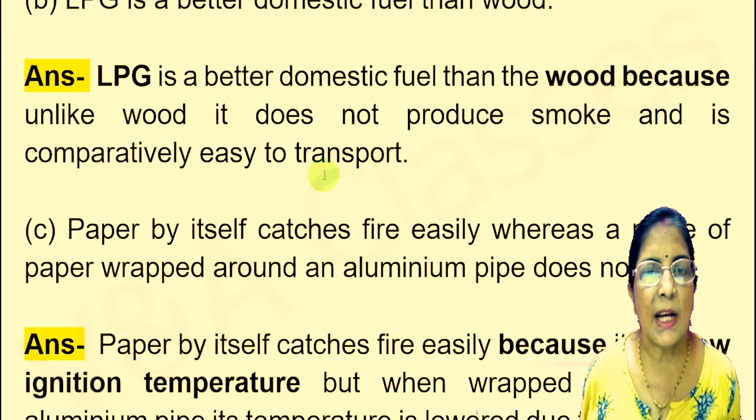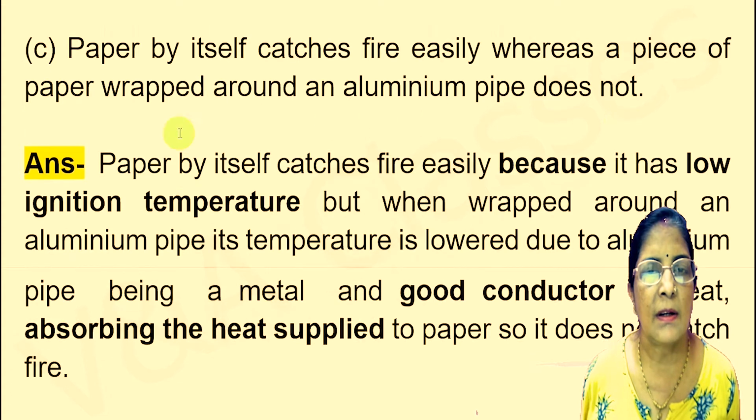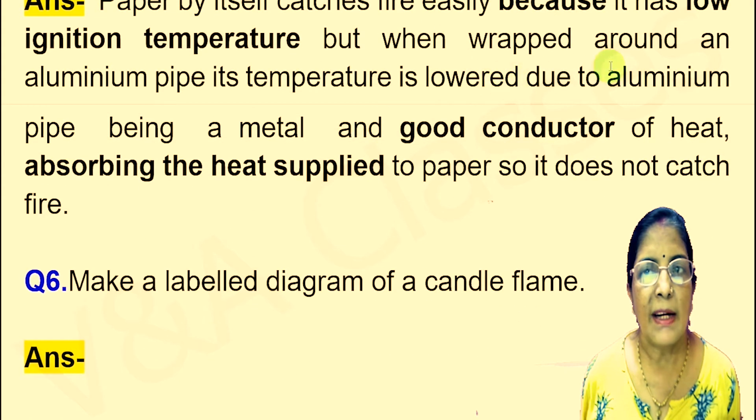it is comparatively easy to transport. Next question, paper by itself catches fire easily, whereas a piece of paper wrapped around an aluminium pipe does not. Reason, paper by itself catches fire easily because it has a low ignition temperature. But when wrapped around an aluminium pipe, its temperature stays lower, because the aluminium pipe is a metal and a good conductor of heat, absorbing the heat supplied to the paper, so it does not catch fire.